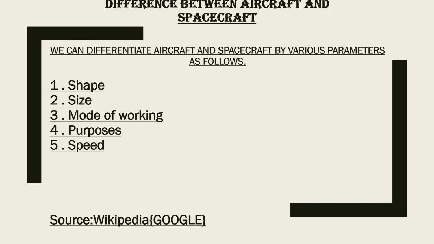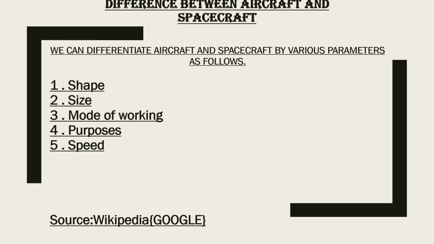Mode of working in aircraft is different from spacecraft. We can differentiate aircraft and spacecraft by their mode of working, because aircraft needs surrounding air for the working of engines, but in spacecraft there is no need of outside surrounding air for the working of engine.